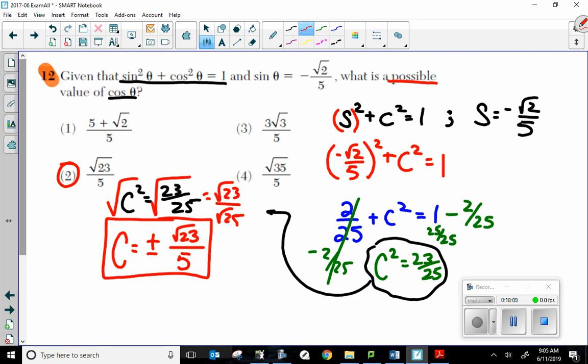This question tests you on handling radicals and exponents and squaring, handling fractions with radicals and fractions with exponents. When you square a fraction, you square the top and the bottom. When you take the square root of a fraction, you square root the top and the bottom. If you know that, this problem is a layup. It's a gimme.